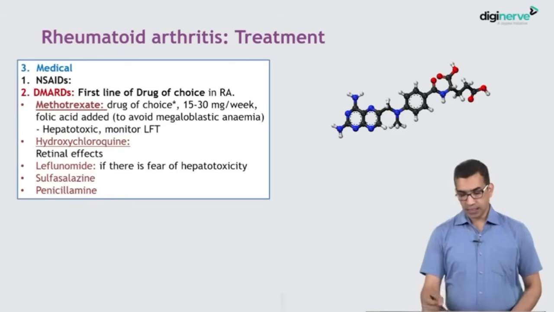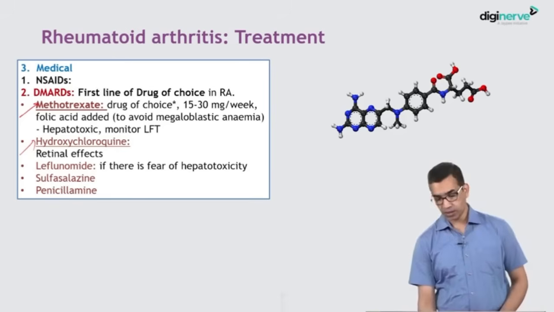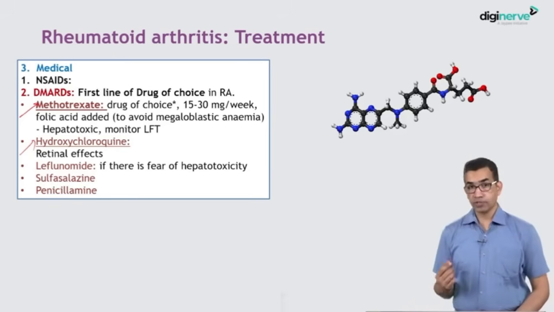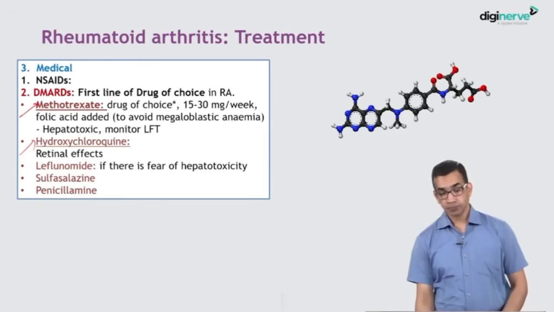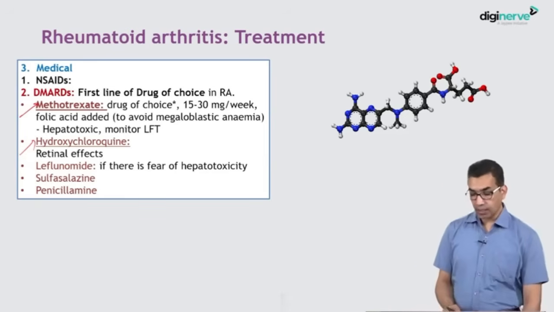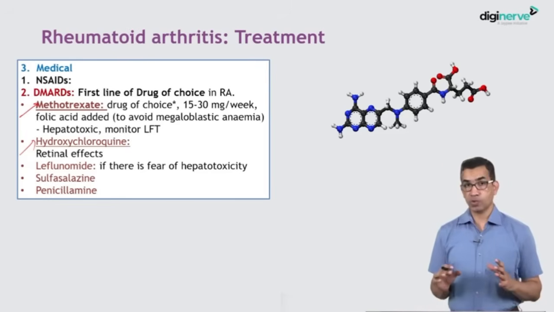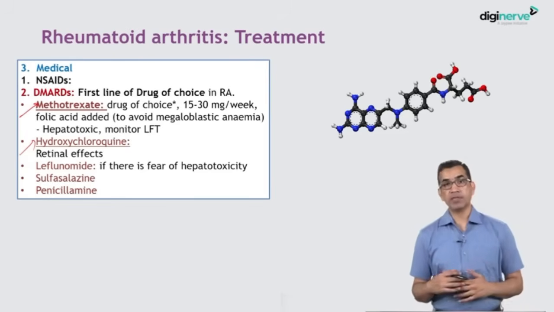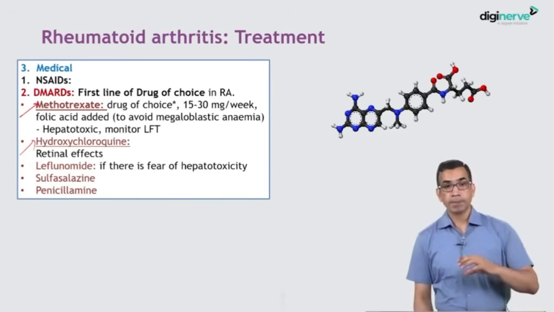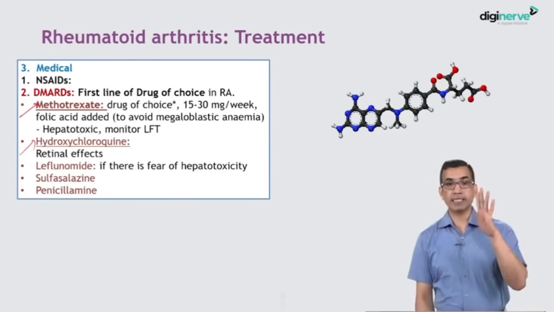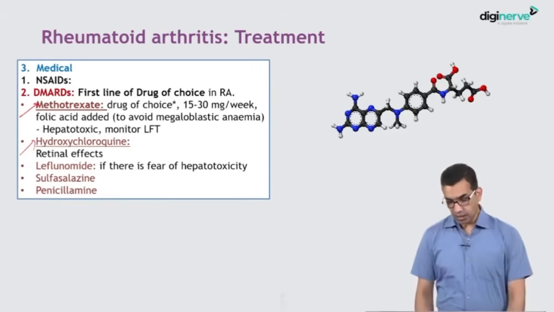These are the DMARD drugs. Traditionally, 2 of them are used most commonly: methotrexate, which is the drug of choice, and hydroxychloroquine. Methotrexate is usually given along with folic acid to avoid megaloblastic anemia. It is predominantly hepatotoxic, so once you put them on, you have to monitor the liver function test every 2nd or 3rd month. Hydroxychloroquine, before you start, you have to get the retinal checkup done, because it can cause a lot of retinal changes.